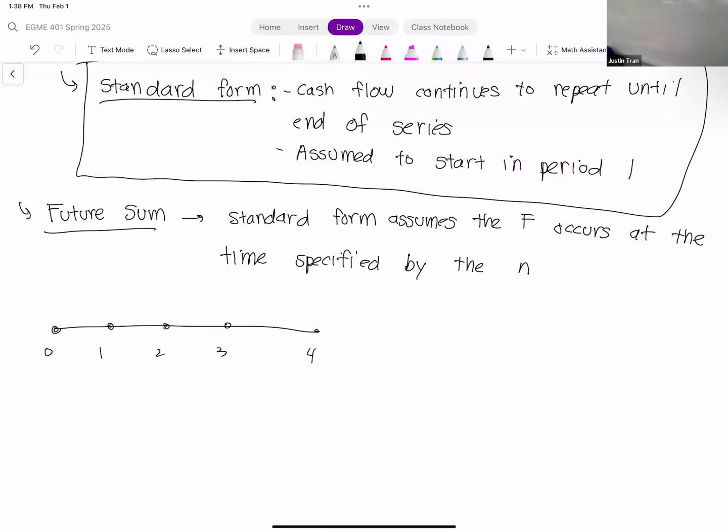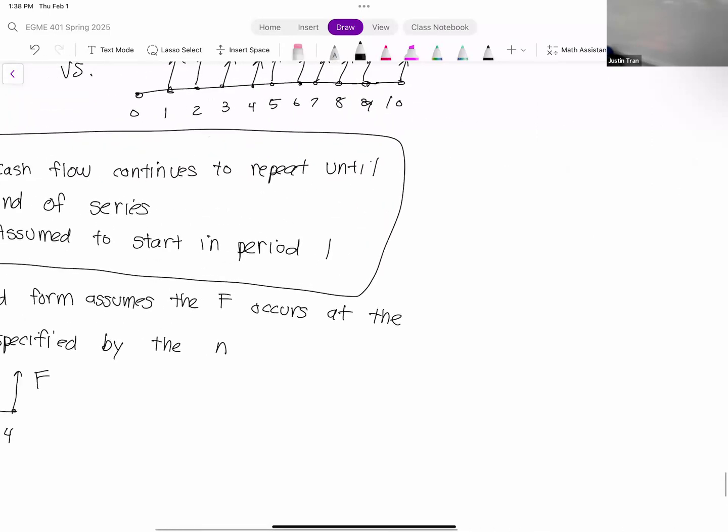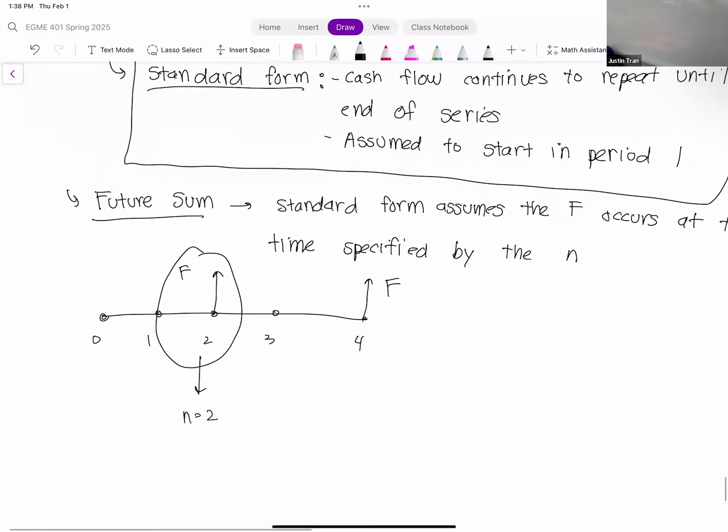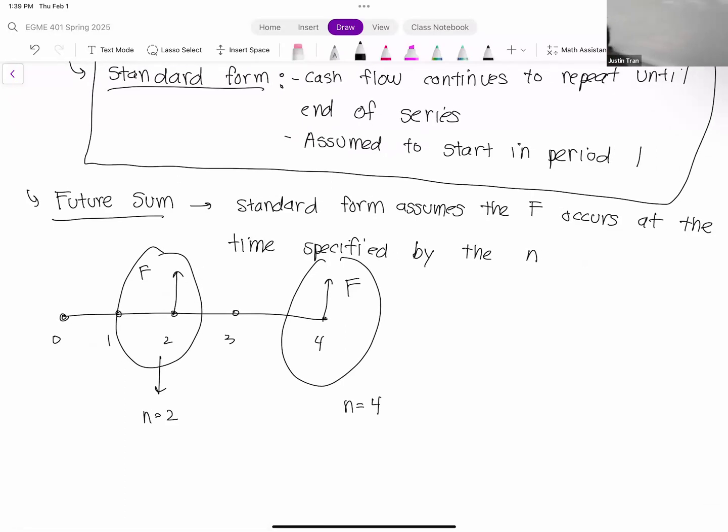All right, so just as a quick example, let's say that we have two future sums here. They may have the same cash amount. Let's say we have one future sum occurring at year 2, another future sum occurring at year 4. So they may have the same F value, but this one has an N value of 2, and this one has an N value of 4. It seems obvious, but once we start doing these non-standard conversions, it's important to keep these in mind. Present sum is pretty easy to determine. Present sum always occurs at year 0, and so that's the standard form for that.